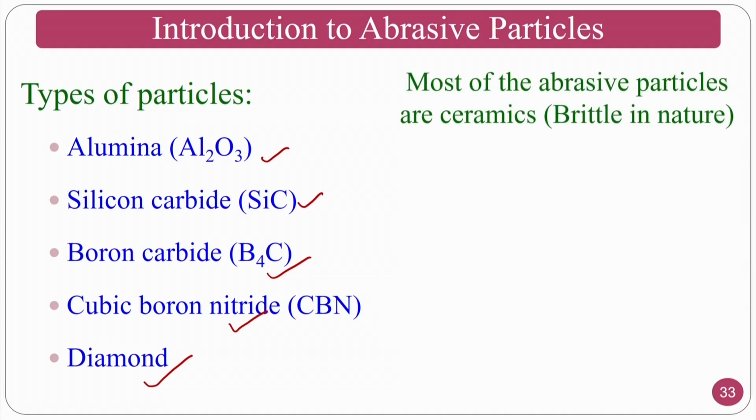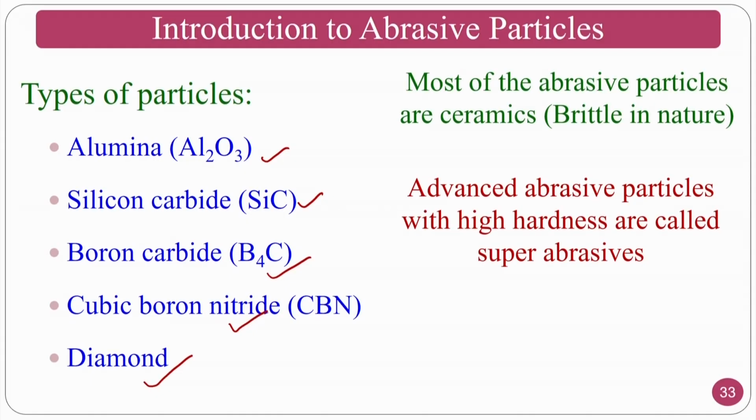Most of the abrasive particles are ceramics. That means that they are brittle in nature. Okay, if you just press it with a mechanical force, it will fracture. Assume that it is like glass. If some external force is applied, it will fracture into pieces. So that is called a ceramic particle. So these particles are brittle in nature. For these advanced abrasive finishing processes, if you require to finish at a nano level, normally you will go for high hardness abrasive particles such as diamond particles and other particles. These particles are called super abrasive particles.